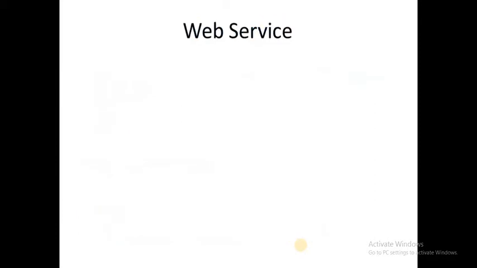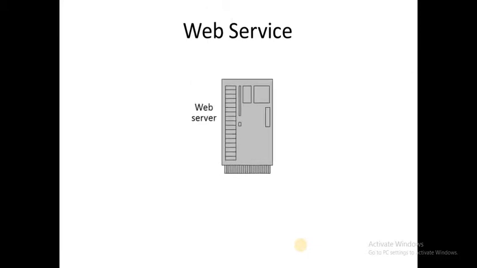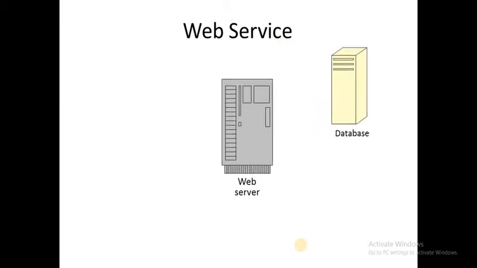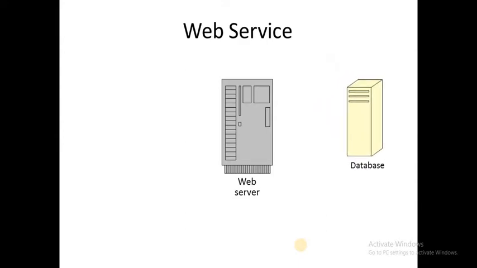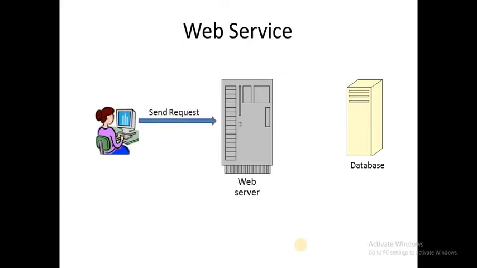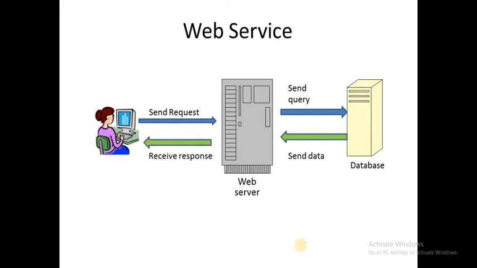Next we will see how web services work. For any web service, we need a web server. Then we need a database to store data about a particular context. Next, a client to access those data. First, the client will send the request to the web server. The server will send the query to get the desired data. The database will send back the result to the web server using a data structure called cursor. And the web server will generate the response object and send it back to the client.